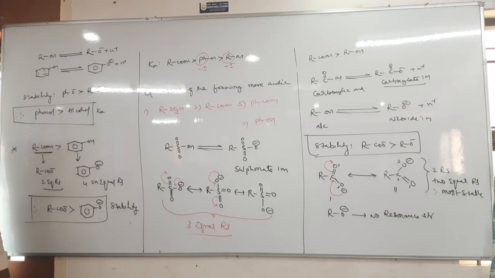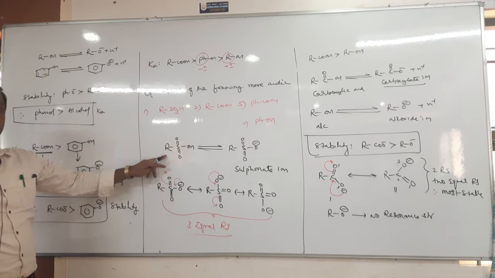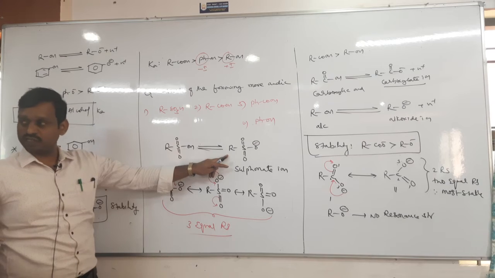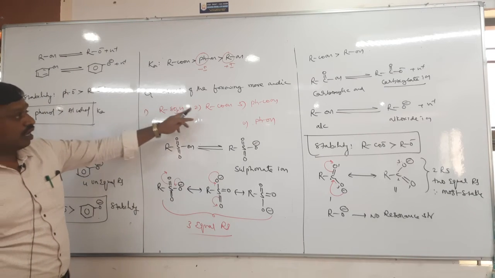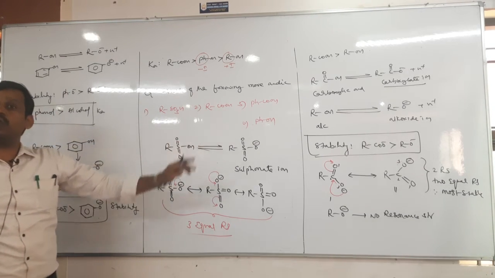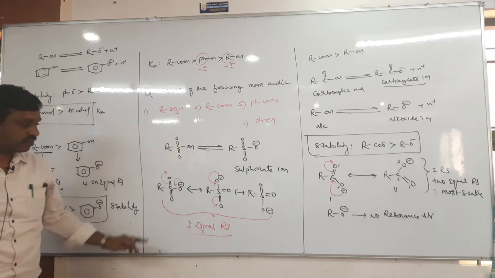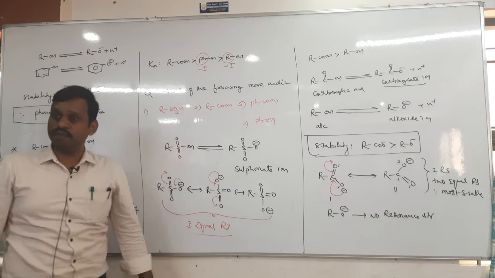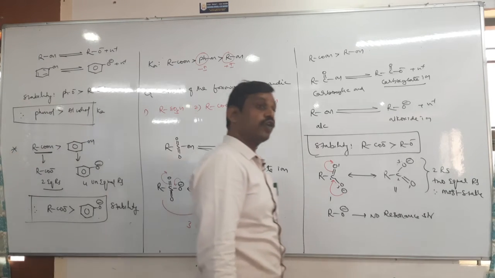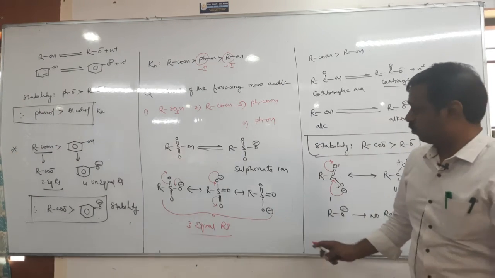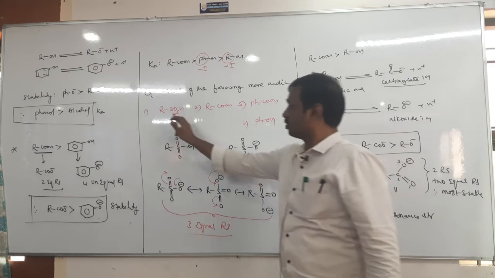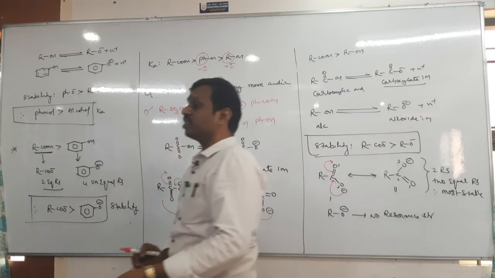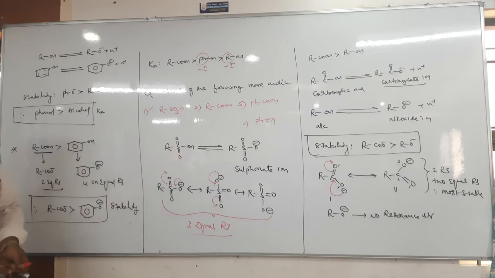Therefore, now tell me, sulfonic acid gives sulfonate ion which forms 3 equal resonance structures. Then carboxylic acid forms 2 equal structures. Which is more stable? Sulfonate ion. So since sulfonate ion is more stable compared to carboxylate ion, sulfonic acids are more acidic. Therefore, what is the answer? Sulfonic acid.